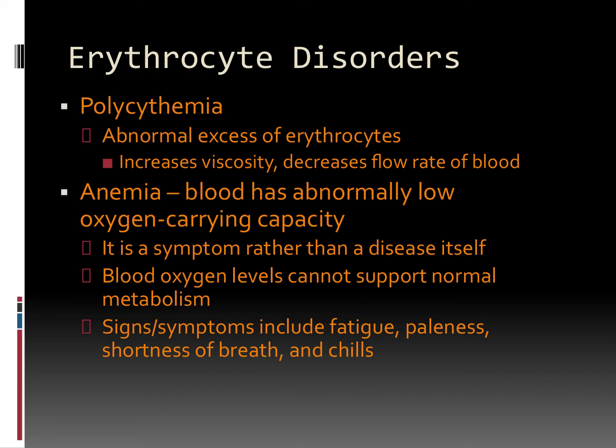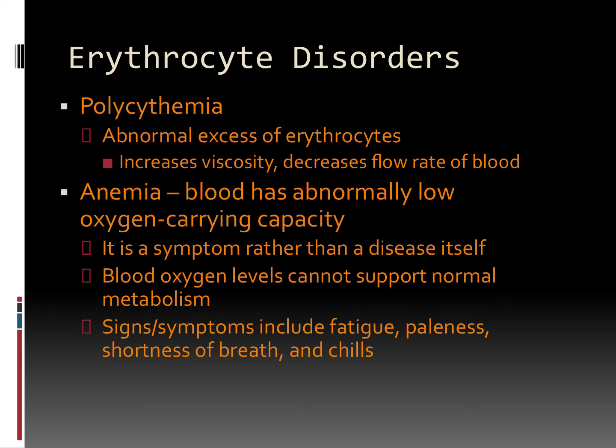So that's polycythemia. Next is anemia. Anemia is likely something you've heard of, and it means that blood has an abnormally low oxygen carrying capacity. So anemia itself is a symptom of something occurring that's affecting red blood cells, right?